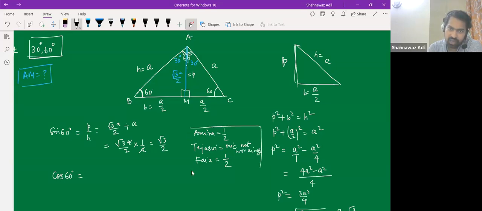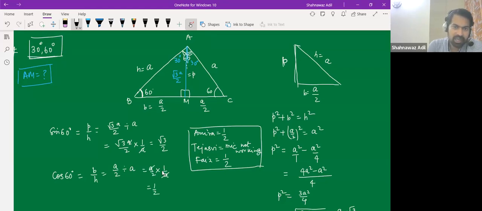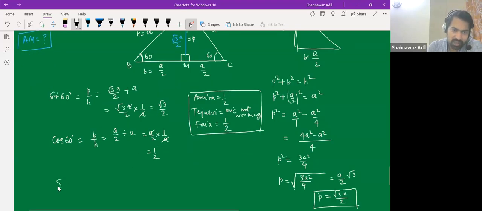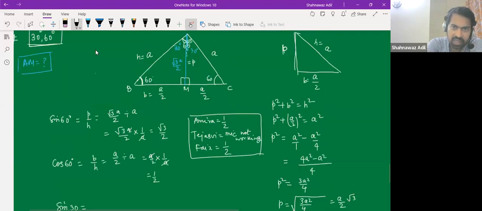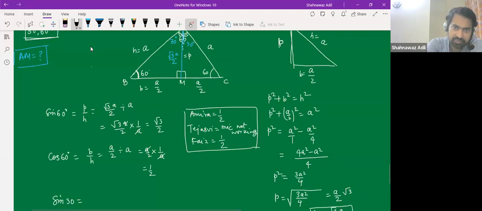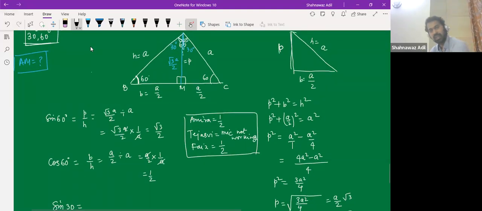Okay, so this is B by H, right? B is a by 2 and then divided by a. So this is a by 2 into 1 by a. So this is 1 by 2. Good. And if I ask you, what is sine 30? Calculate sine 30, you have these values. Everyone calculate sine 30 and tell.